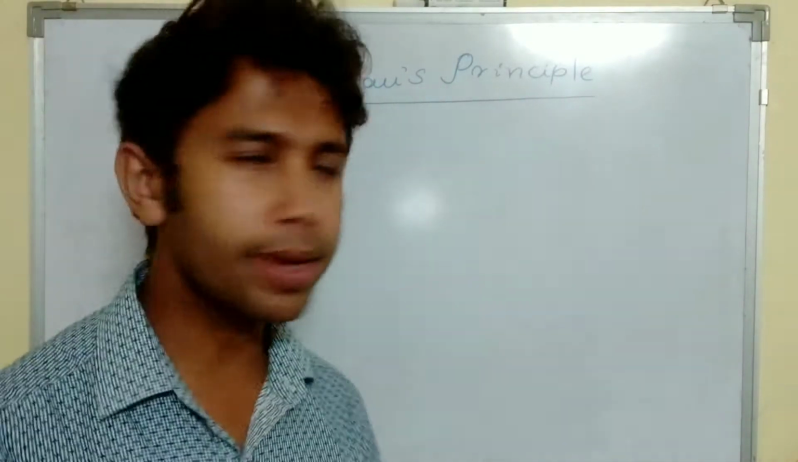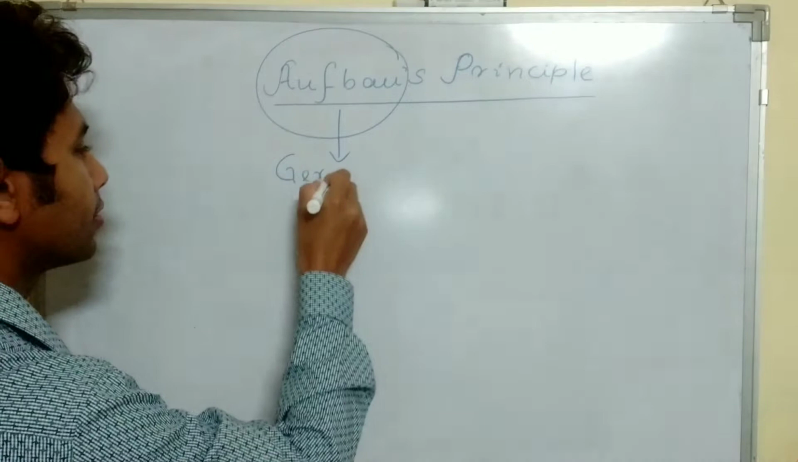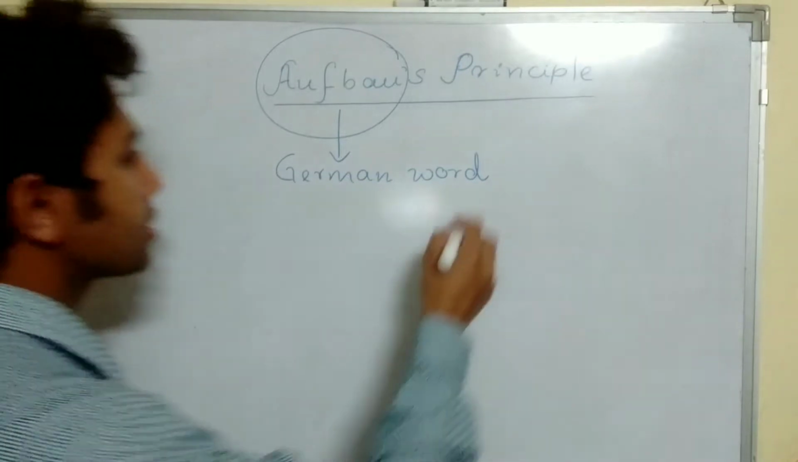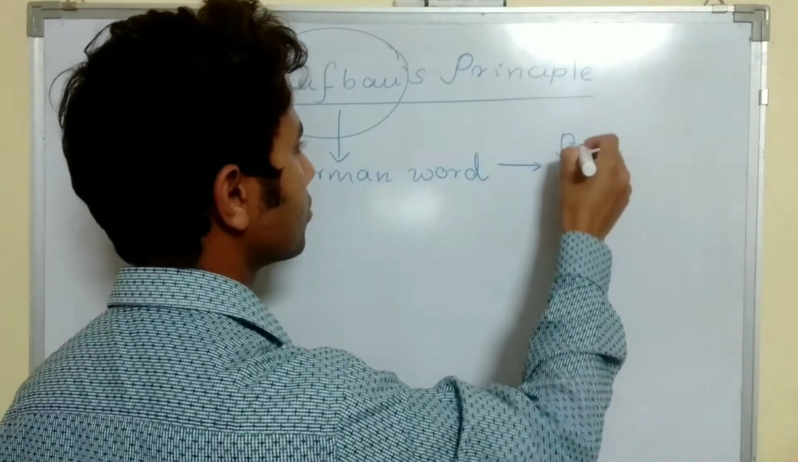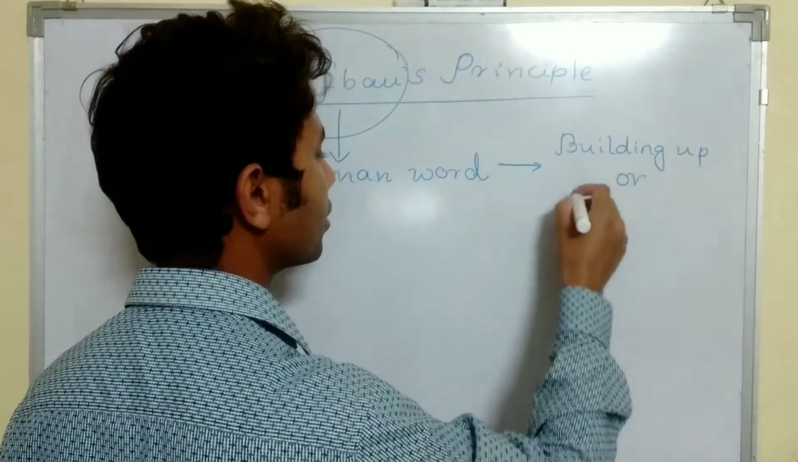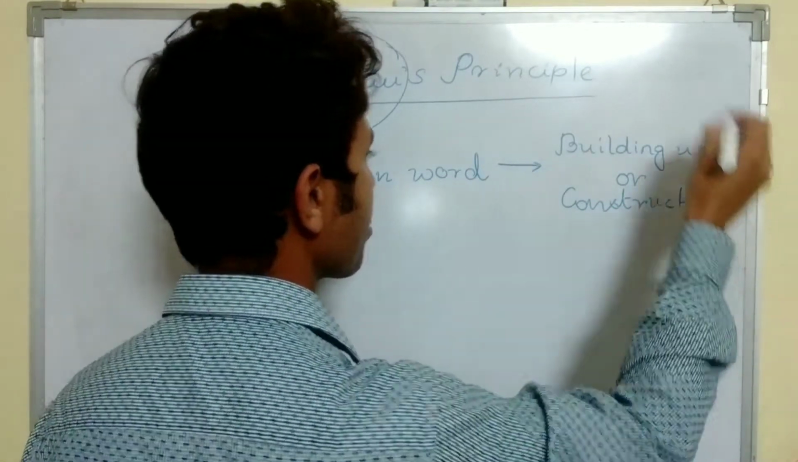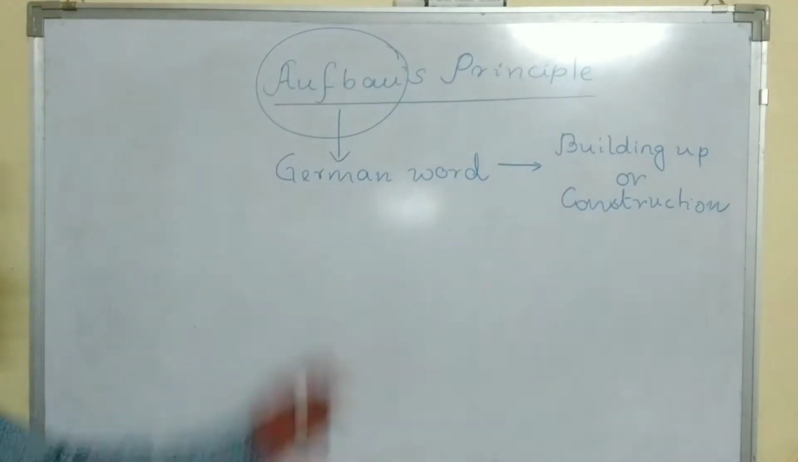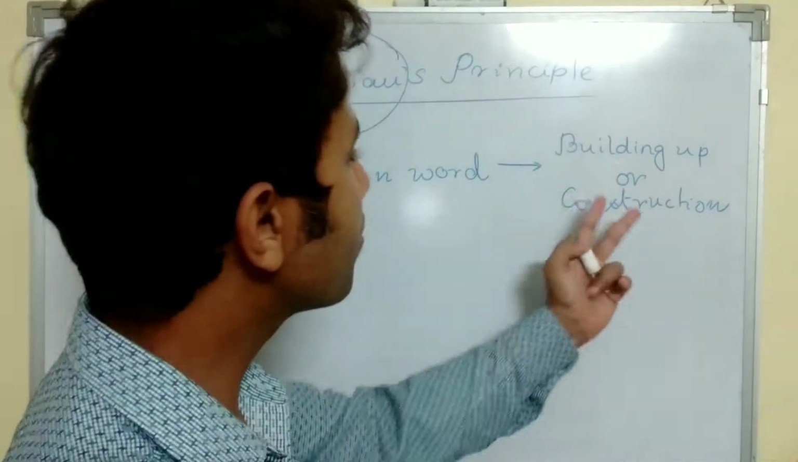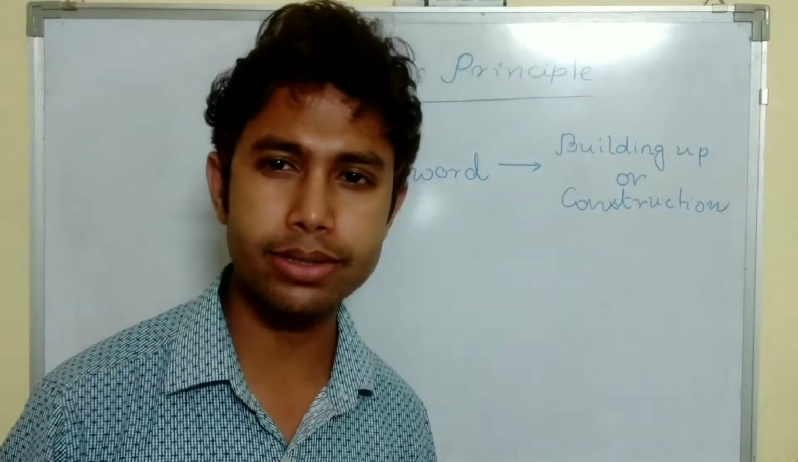Aufbau is actually a German word which means building up or construction. It is related to the building up of the orbitals of an atom with electrons.